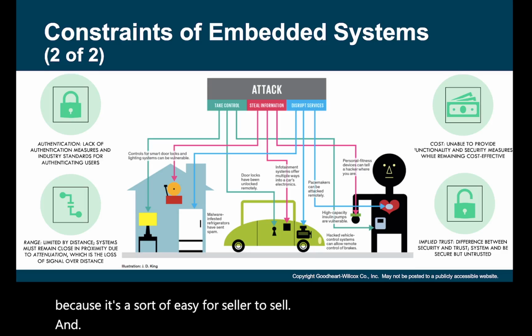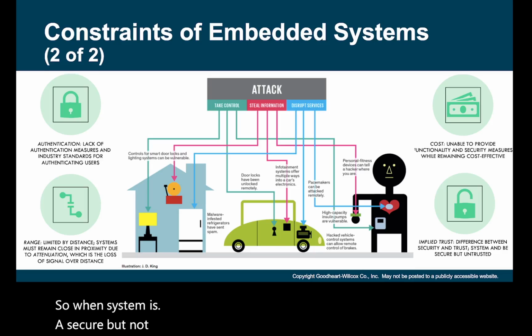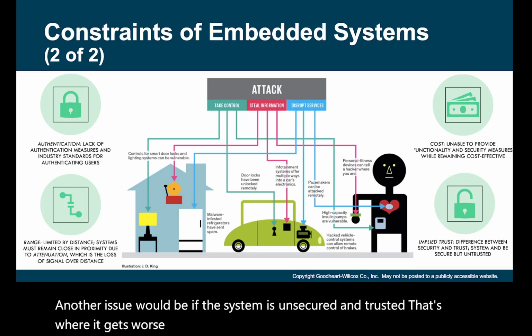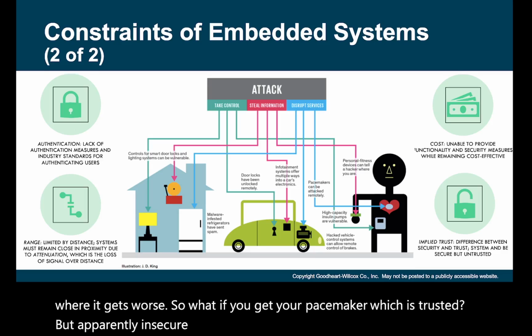And we need to talk about implied trust. So it's security and trust. When a system is secure but not trusted, it's one issue. But another issue would be if the system is insecure and trusted. That's where it gets worse. So what if you get your pacemaker, which is trusted, but apparently insecure, and finally someone is able to implement some type of attack and kill the person through the pacemaker?